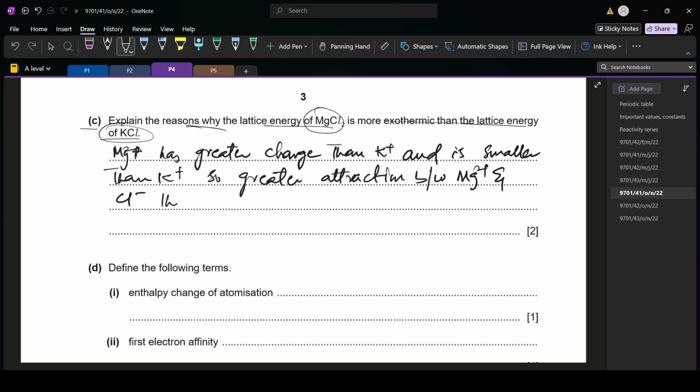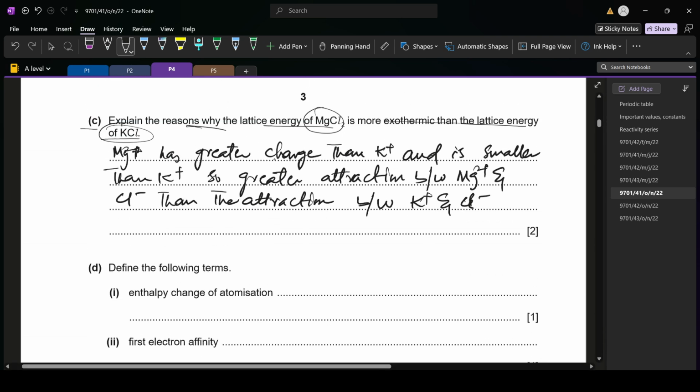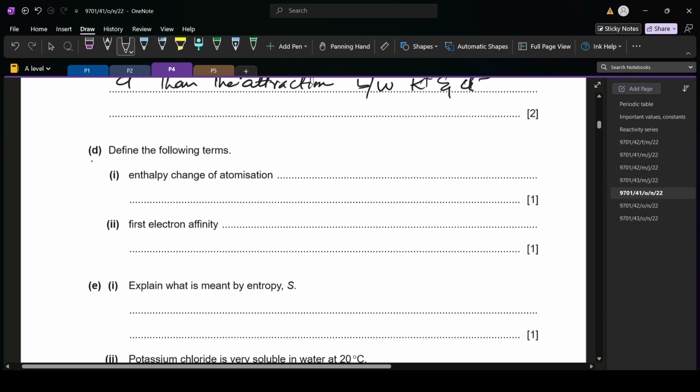Okay, then the attractions between potassium ions and chloride ions. So you can write that magnesium has a greater charge density. That's why there are greater attractions between magnesium ions and chloride ions than the attractions between potassium ions and chloride ions.